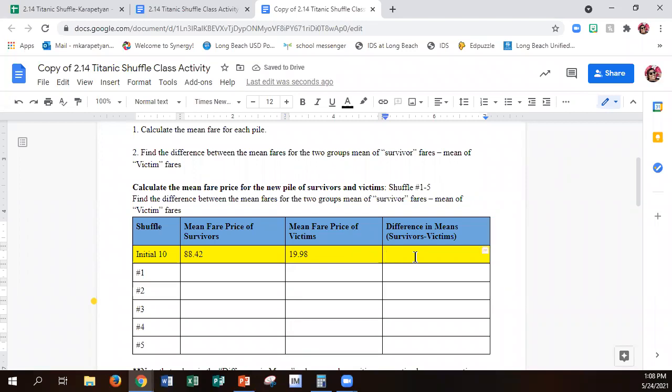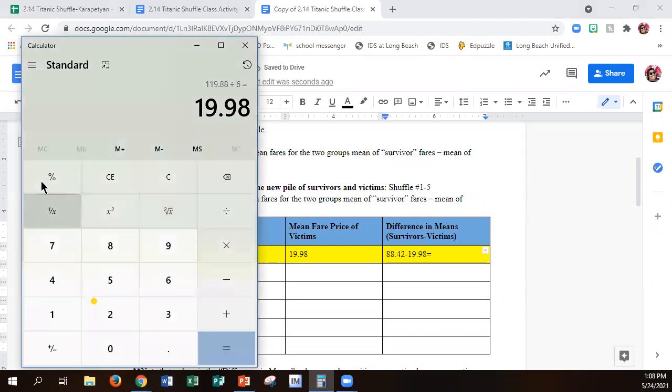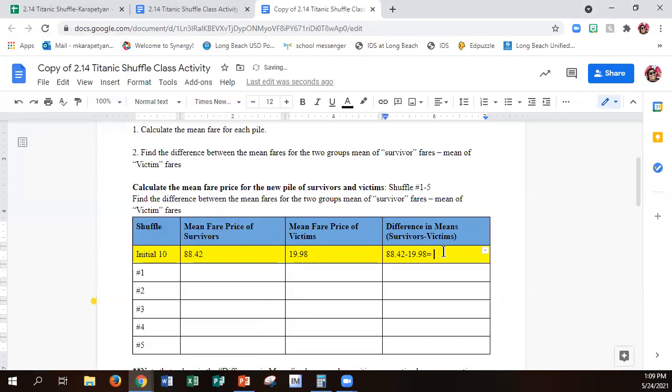Now, if I want to calculate the difference in the means, I'm going to take the mean fare price for the survivors, 88.42, minus 1998 for my victims. Okay, so pull up the calculator again. 88.42 minus 1998, and we get 68.44. So the difference in the average prices of the survivors' tickets versus the victims' tickets was $68.44.